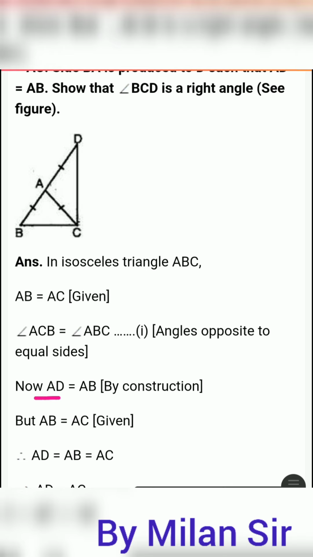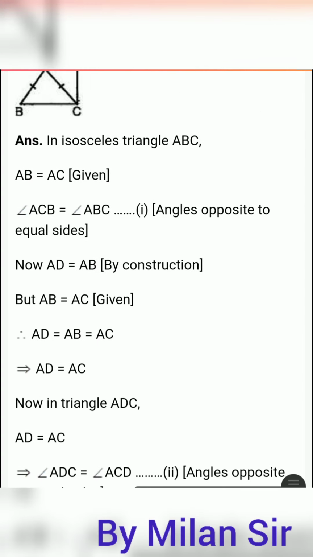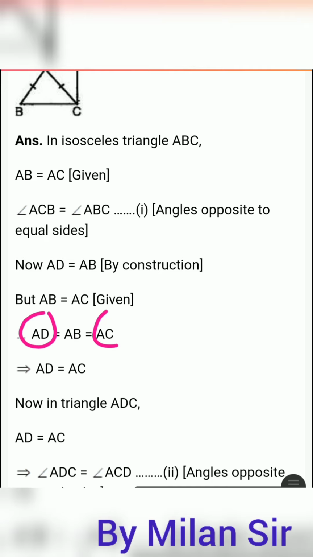Now AD is equal to AB. AD is equal to AB, but AB is equal to AC, right? It is given that AD is equal to AB, because here it is written that BA is produced up to D such that AD is equal to AB. But initially it is given that AB is equal to AC. Alternatively, all three are the same: AD is equal to AB is equal to AC. So from that we can write AD is equal to AC.